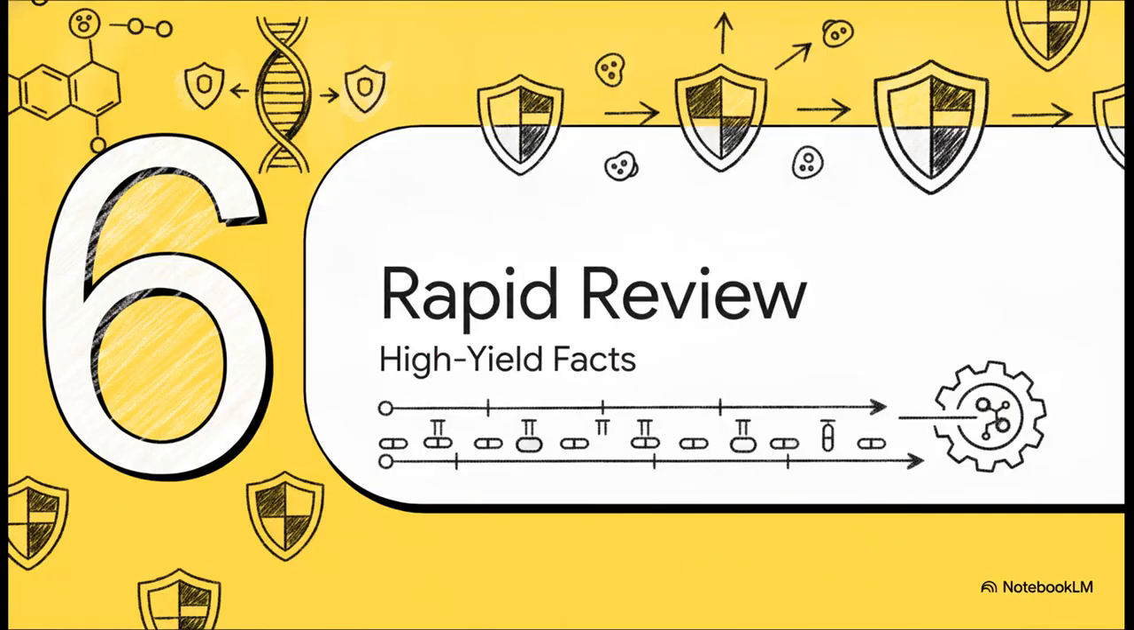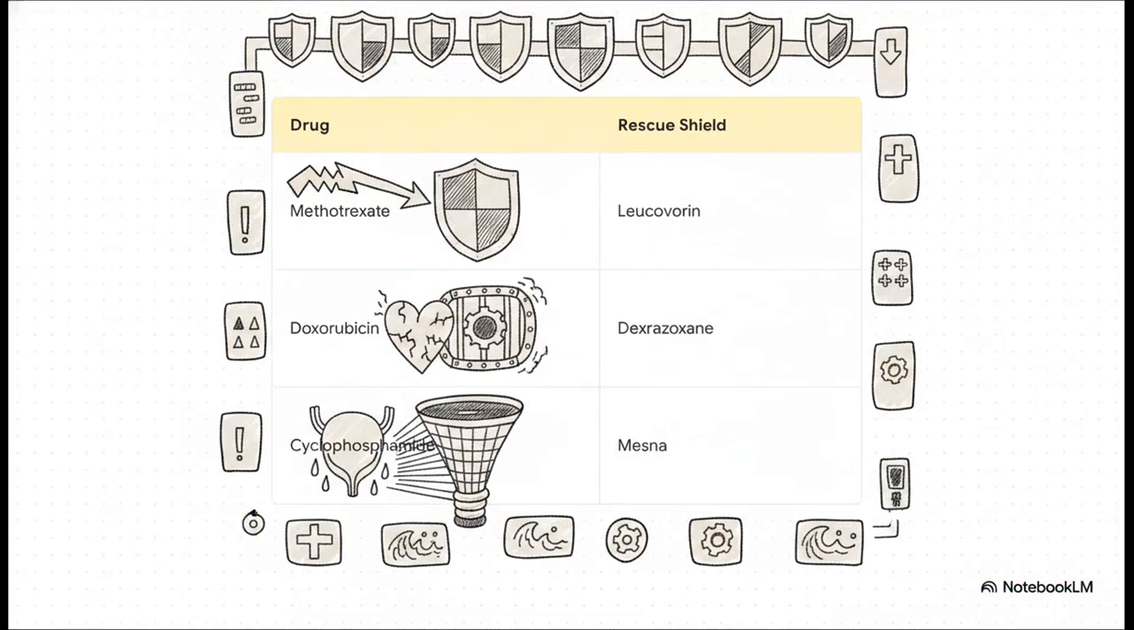All right, we've covered a massive amount of pharmacological ground today. Let's move to Section 6, High-Yield Rapid Review, and lock all of this in. In clinical practice, and honestly on every major pharmacology exam you'll ever take, you absolutely must know how to save the patient from the weapons you're deploying. These are your rescue shields.